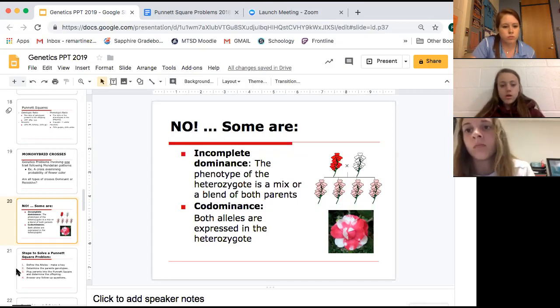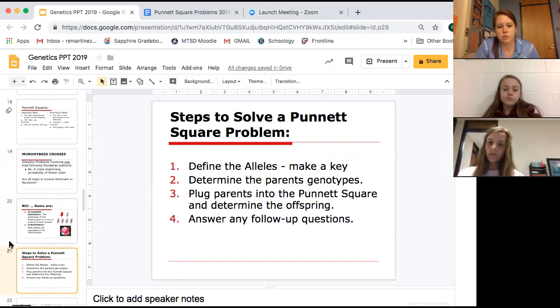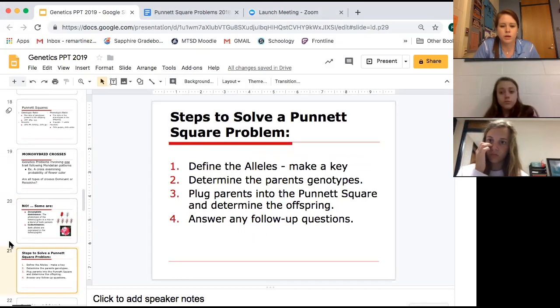All right, so real quick, let me just review some of the steps here to solve the Punnett squares. I kind of simplified it down for you guys. So we define the alleles, which means we make a key. We determine what our parents' genotypes are. We put the parents into the Punnett square so that we can determine the offspring. And then we answer any of the follow-up questions, maybe a genotypic or a phenotypic ratio.